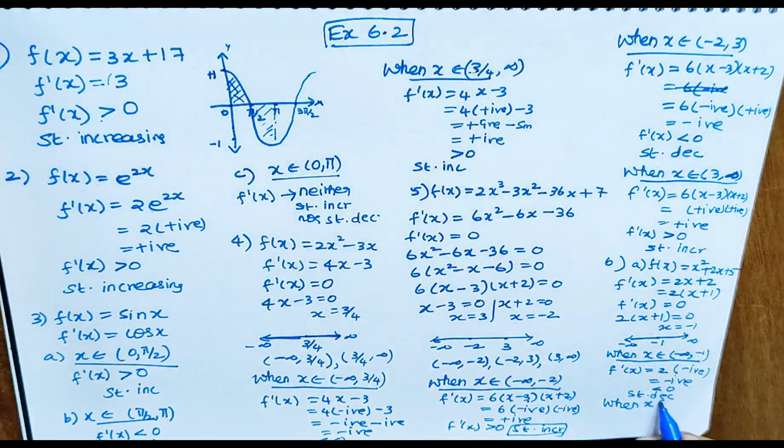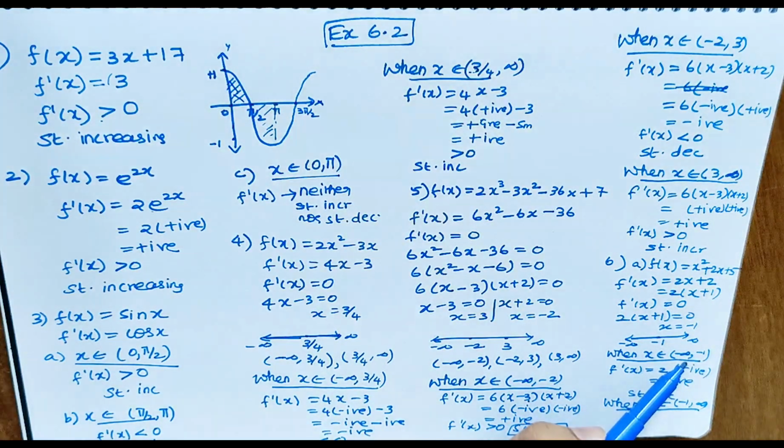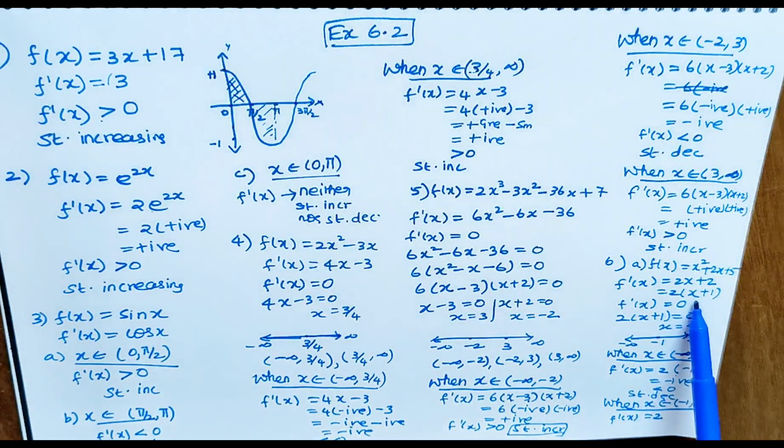When x belongs to the interval minus 1 comma infinity, all the numbers are greater than minus 1. So, the derivative will be 2 into a positive number, the positive number will be greater, 1 will be smaller. Anyway, we'll get a positive number. So this is greater than 0. The function is strictly increasing on the interval minus 1 comma infinity.